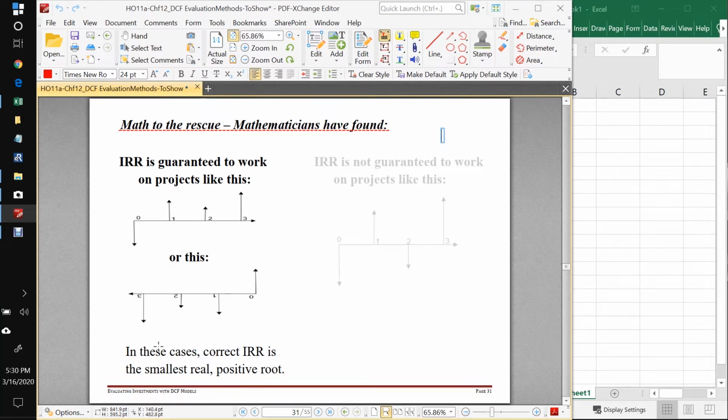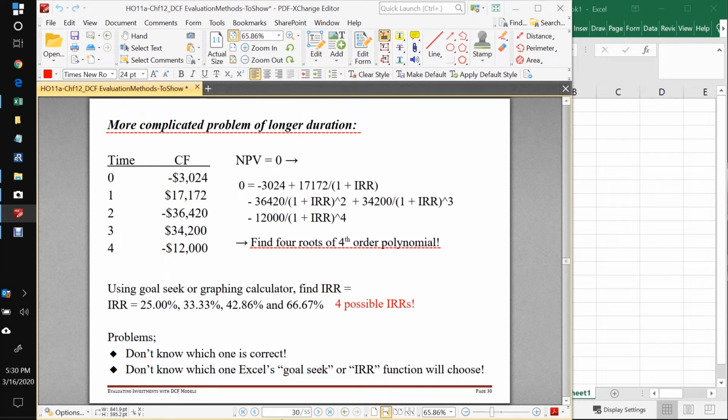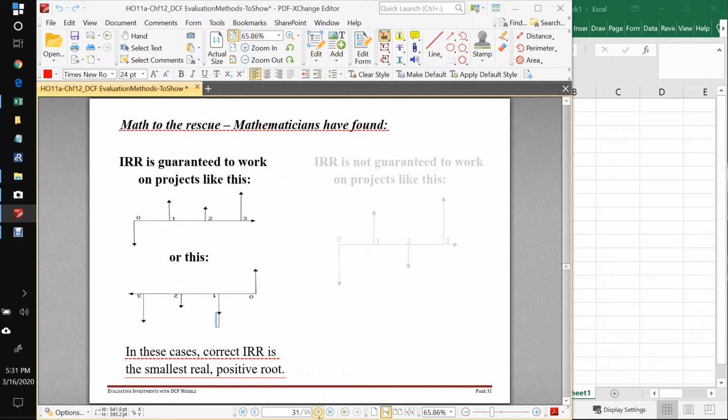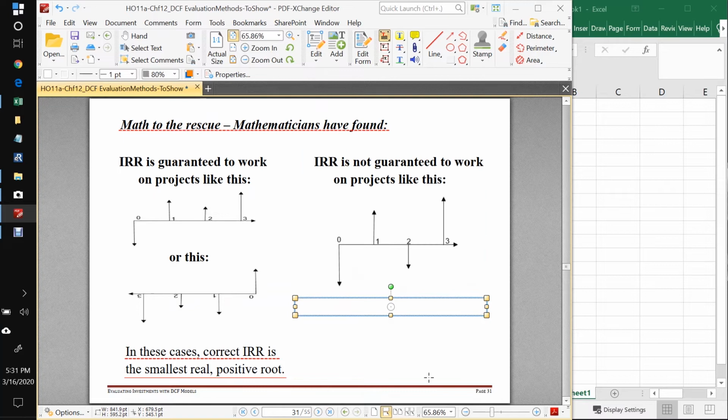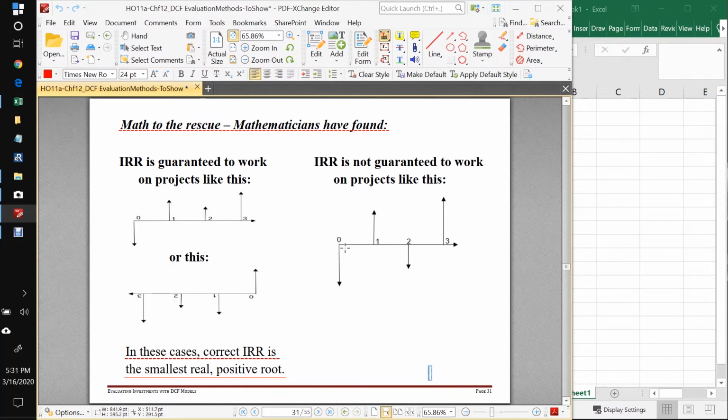In these cases, mathematicians way smarter than me have found for us that the correct IRR for this project is associated with the smallest real positive root. So that would mean in a case where we have 4 of these, we'd want to choose the 25, something like that. However, important to note, IRR is not guaranteed to work on projects like this, where in general, we have a negative cash flow, negative, positive.